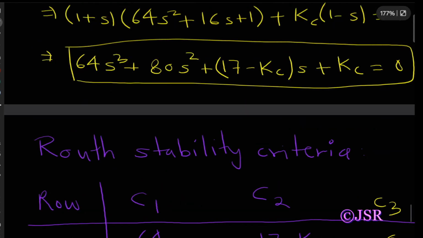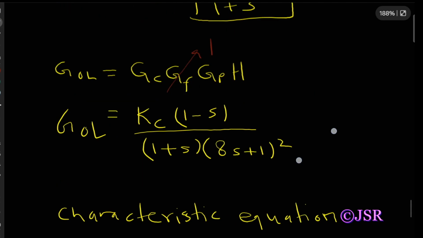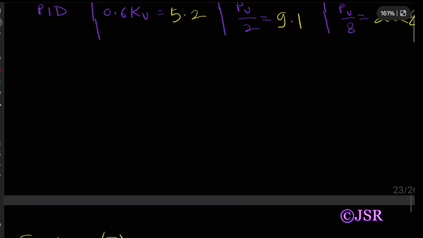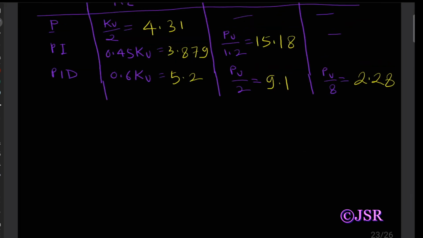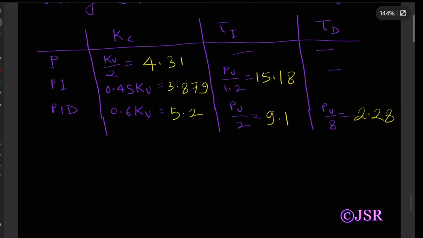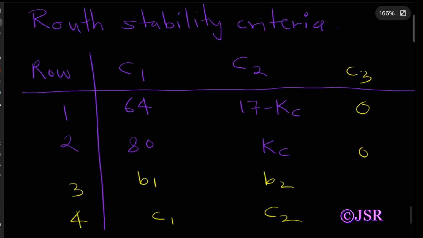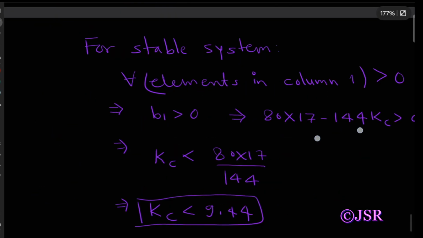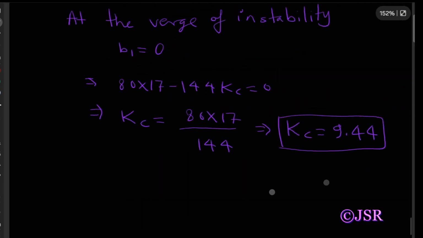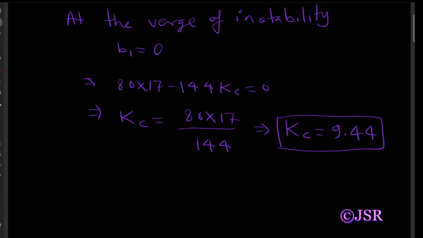So here we can see from the Routh stability, the ultimate gain equal to 9.44, and from the frequency response analysis using Ziegler-Nichols, the Kc equal to 4.31. So this numerical shows how one can approximate different types of complex transfer function, like transportation lag, and find out the ultimate gain using Routh stability. So thank you.